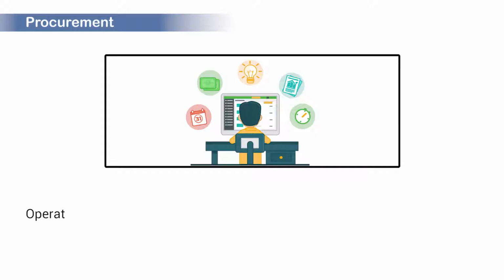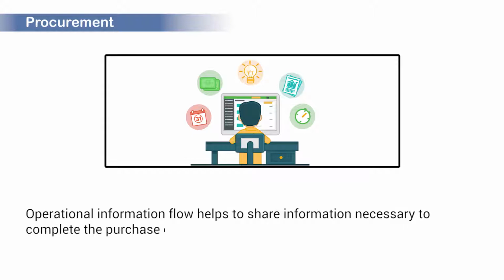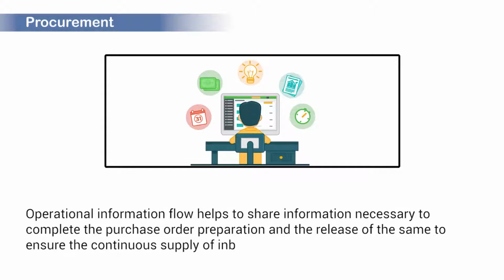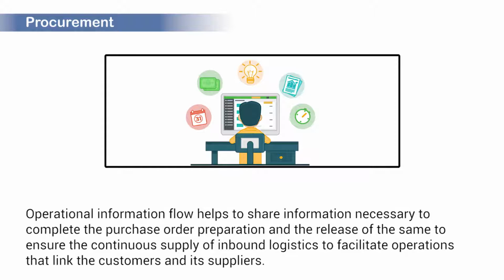Procurement. Operational information flow helps to share information necessary to complete the purchase order preparation and the release of the same to ensure the continuous supply of inbound logistics to facilitate operations that link the customers and its suppliers. To summarize, planning and coordination flows help to provide information relating to planned activities, whereas the operational flows help to provide the information to direct the day-to-day activities of the supply chain.